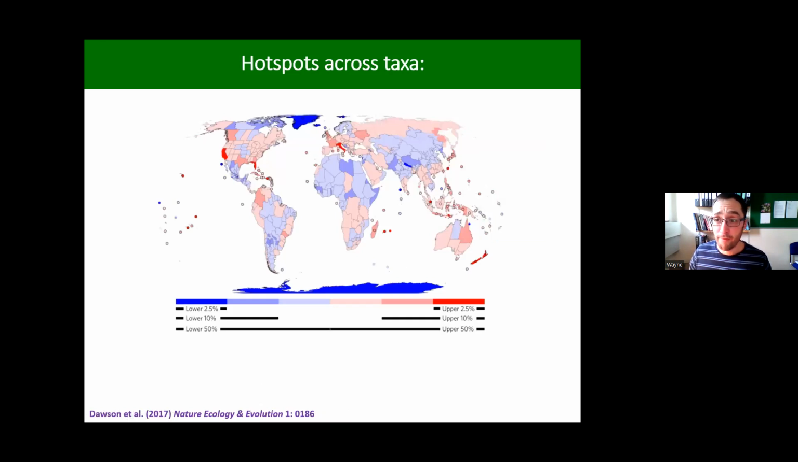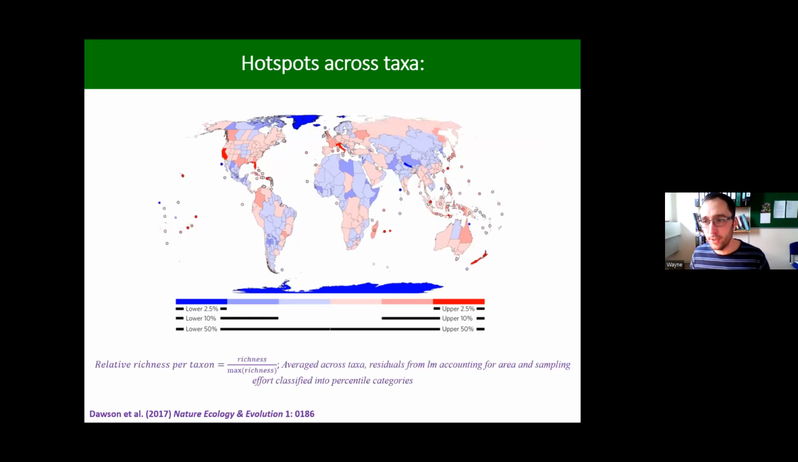So what I did to try and get an average, an aggregate across those taxonomic groups, was just to work out the relative richness per taxon, relative to the maximum richness for that particular taxonomic group, and then calculated those relative richnesses as an average. And then I used a linear model to account for area and sampling effort, and looked at the residuals in percentile categories, to really highlight where the hotspots on aggregate across taxonomic groups were across the globe. So you can see the upper 2.5% of regions in red and the lower 2.5% of regions in dark blue.